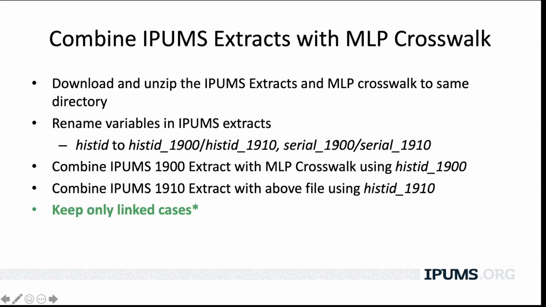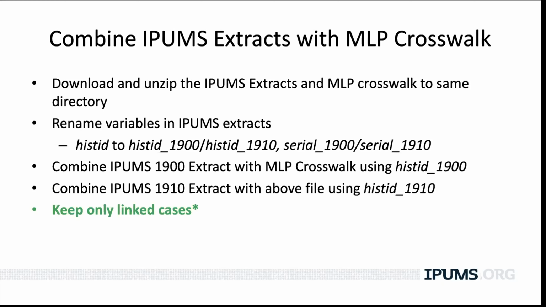So serial, pernum, age, sex, race, BIPL, all the variables you download, we recommend renaming the variables to variable name underscore year. And the reason for that is because once you combine your data sets, you're going to want to be able to distinguish data that's from the 1900 census and data from the 1910 census, or again, whatever years you're interested in.